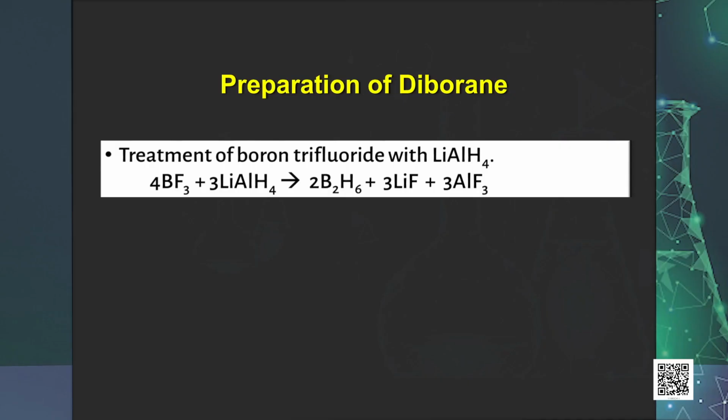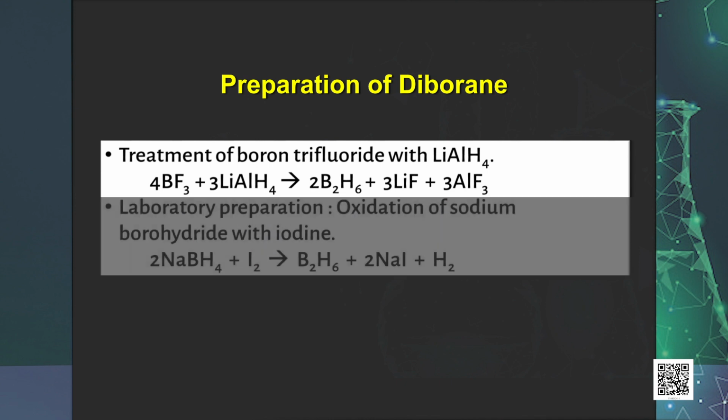Preparation of diborane involves treatment of boron trifluoride with lithium aluminium hydride in diethyl ether. The reaction is 4BF3 plus 3LiAlH4 giving 2B2H6 plus 3LiF plus 3AlF3.